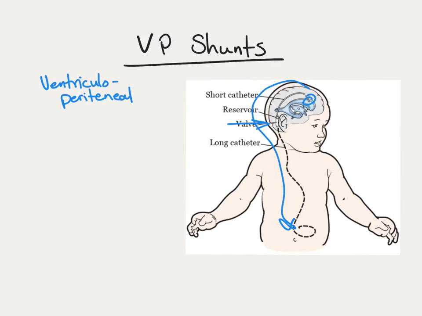However, VP shunts do come with their own complications. If it's ever blocked, then of course the pressure inside the brain will rise quickly. There's also a high risk of infection, which can also cause blockage. So anytime a patient with a VP shunt gets any kind of fever or vomiting, we need to consider the possibility that there may be a malfunction or an infection with that shunt.